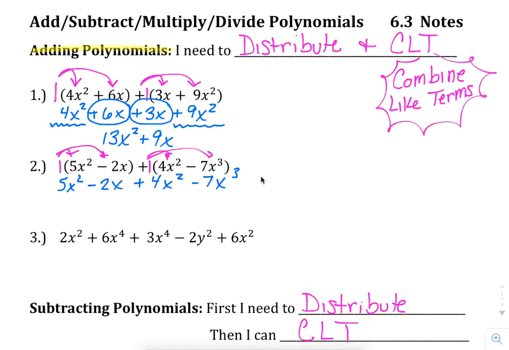Now, that x to the third power is the highest power or the highest degree in that problem. So he is going to be my starter. I'm going to write him first. So negative 7x to the third. My second highest power is going to be 5x squared. 5x squared can combine with the 4x squared. 5 plus 4 makes 9, 9x squared. That negative 2x, he's by himself. There's no more x's, so I would just put him at the end, minus 2x.